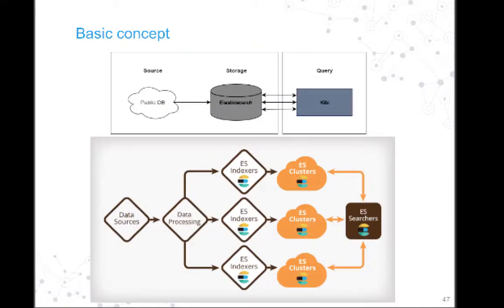It's a basic concept, I won't go into details. You have the resource of public databases. You store it in Elasticsearch, with some data processing, because depending on the source of the data you have in your hand. And you push that in your clusters, and you have multiple indexers which take care of ingesting your data and putting that in the index storage. And then you have the Elasticsearch searchers, which are Kibana or Kibi.